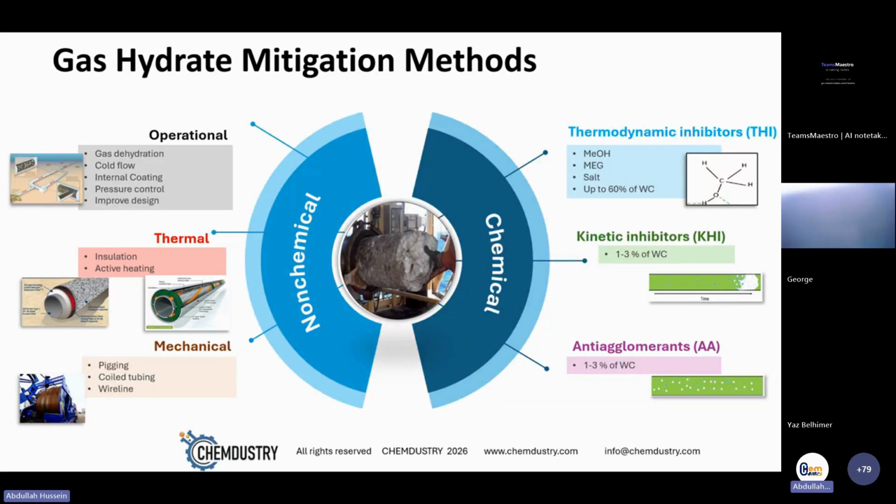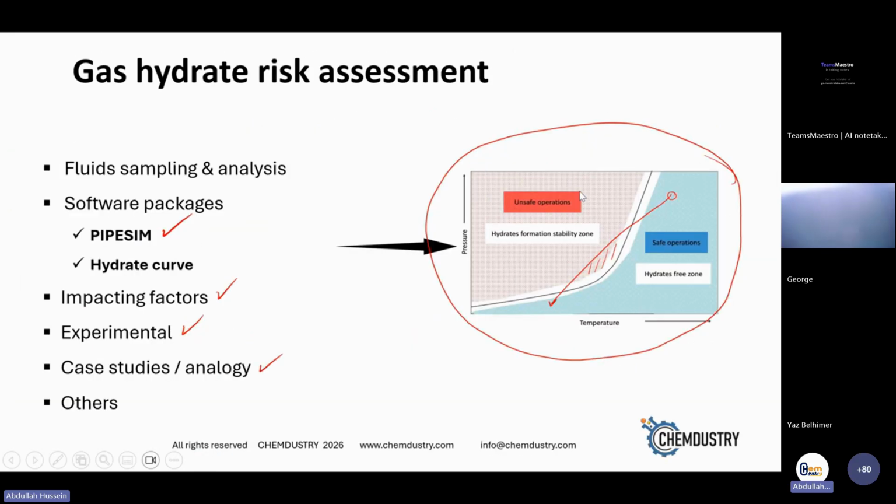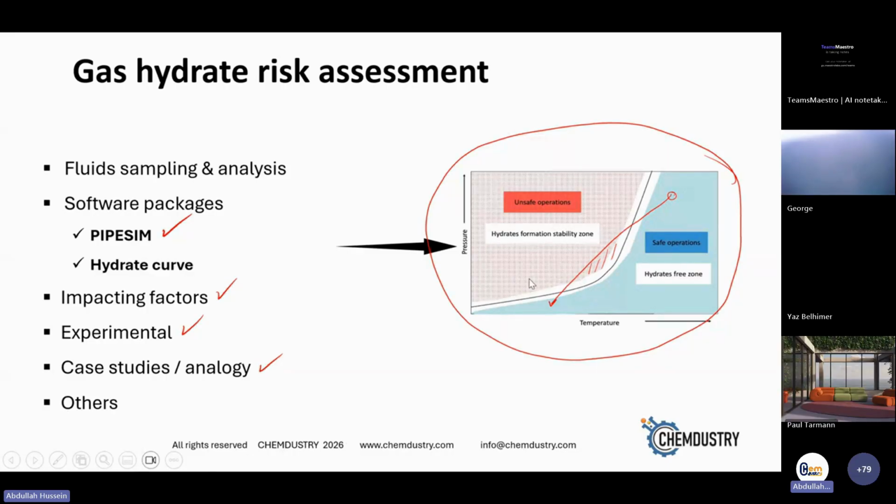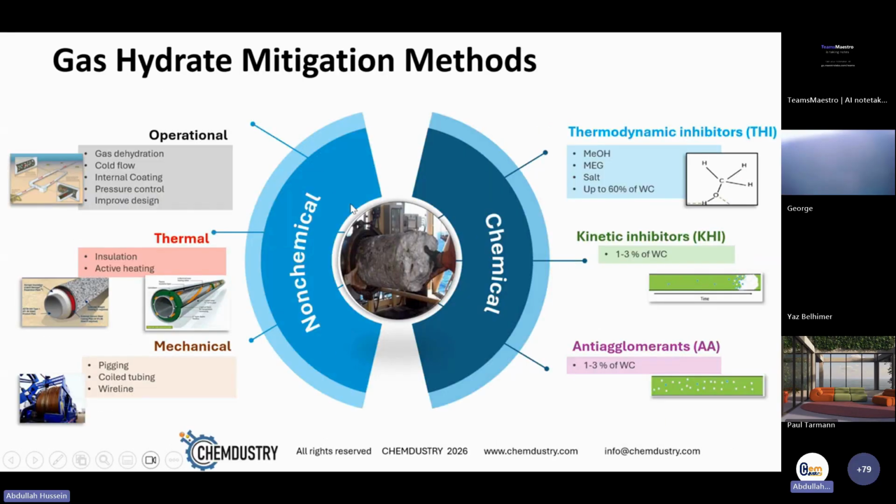For the non-chemical methods, we try to avoid the hydrate formation by managing the system temperature and pressure to avoid them going into the hydrate formation zone. As I mentioned earlier, that's why we need this curve, because it tells you the zone or the region where the hydrate is forming. So you need that curve to design your non-chemical methods. This can be operational by removing the water from the system, using the cold flow, by making the hydrate in the form of a slurry that can manageably flow in the system, using some internal coating, pressure control, or improved design. Most commonly is the use of the thermal methods, either with active heating or thermal insulation, to keep the system temperature above the hydrate formation temperature.